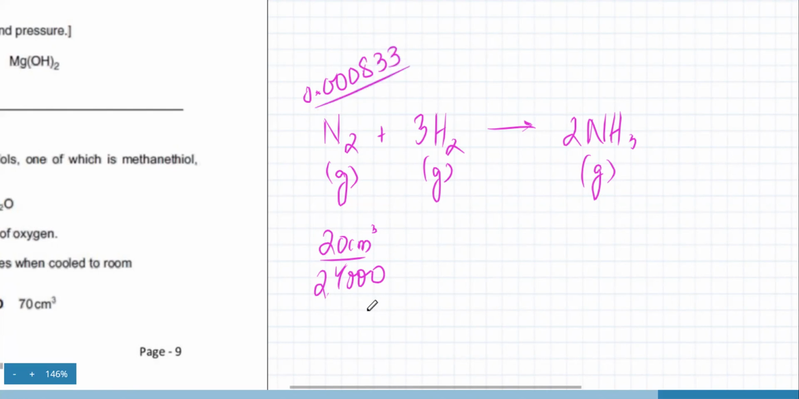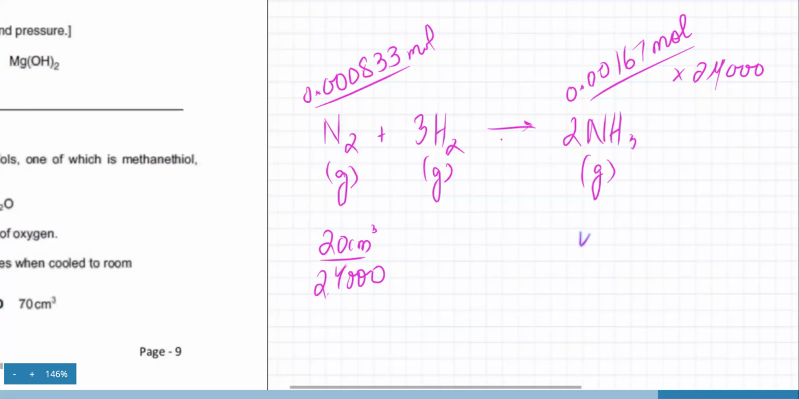So if I had asked you to find the moles of NH3, how much would be the moles of NH3? I guess I times that by two and three. So it's like 0.00167 moles, right? And to find the volume, you're going to multiply it by 24 dm cube, or multiply by 24,000 so that it comes in cm cube. I got 40.08. Okay, it's approximately 40 cm cube, right?